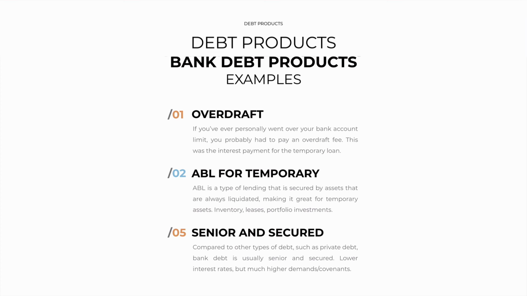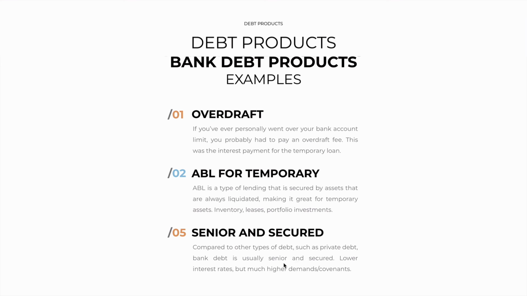And this specific format is what makes it great for temporary assets, which is why it's used for inventory, for leases, for portfolio investments, or any other temporary asset type. And finally, bank debt is usually senior and secured. There are many types of debt, both public and private. And out of these, bank debt is usually always senior and always secured. There are very few exceptions to this, such as short-term money market facilities, which are unsecured.